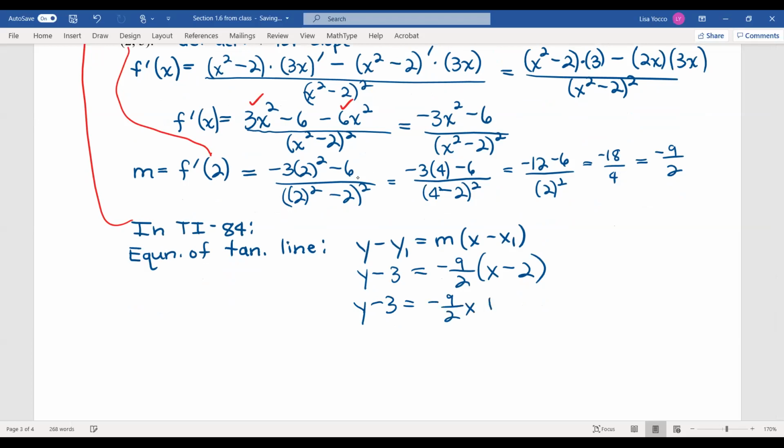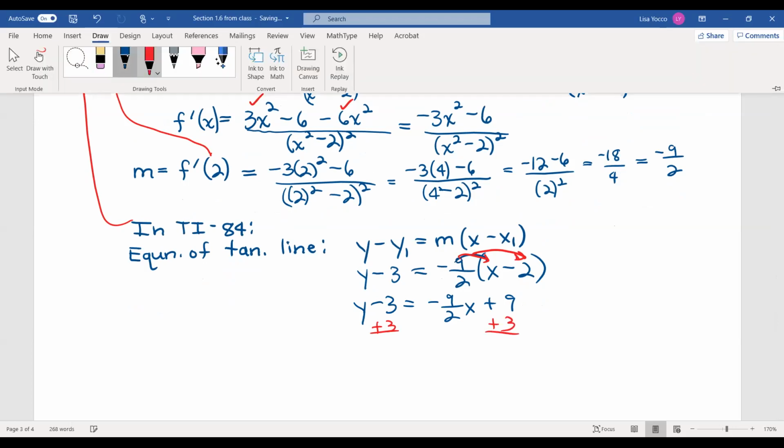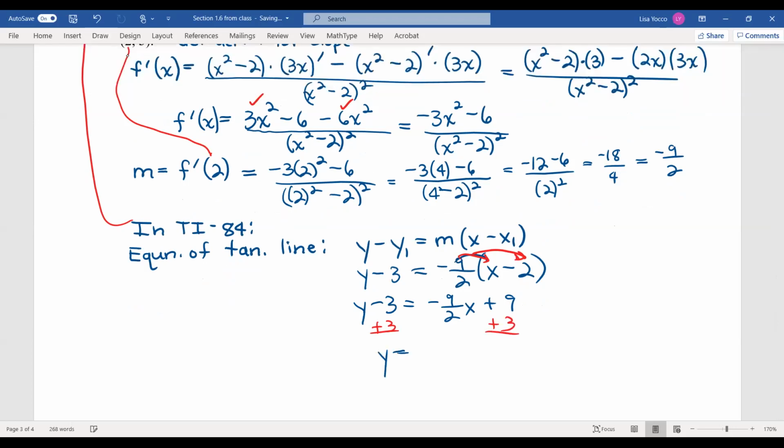And then to simplify it, distribute the negative 9/2. Negative 9/2 times x, negative 9/2 times 2. The 2's cancel. And then finally, we'll add 3 to both sides. And that will give me my equation. Negative 9/2 x plus 12 is the equation of the tangent line.